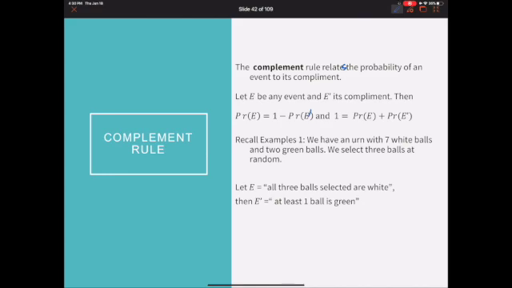Recall in our last example, if we let E be the event that at least 3 balls selected are white, then E complement would be the event that at least 1 ball is green. If I was talking about dice rolls, I'd say let E be roll an even number. E prime would be roll an odd number.